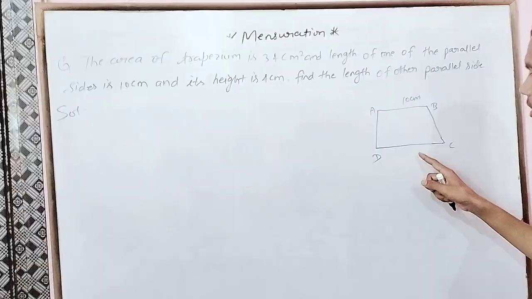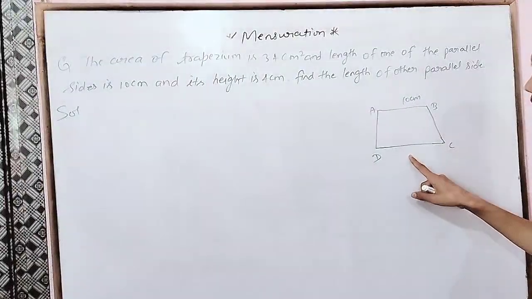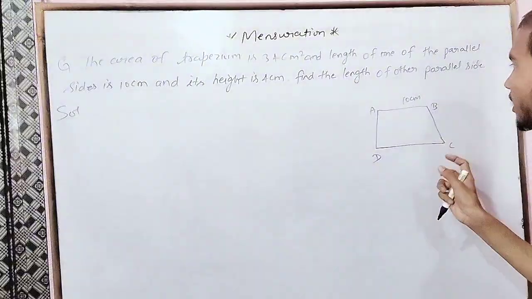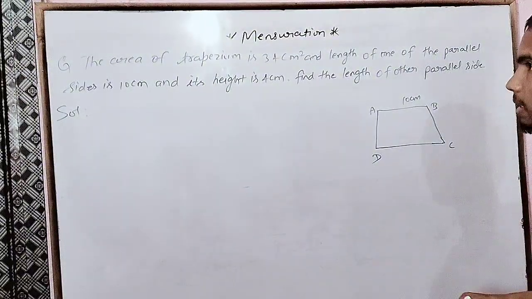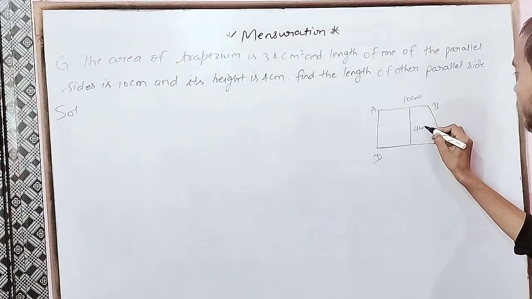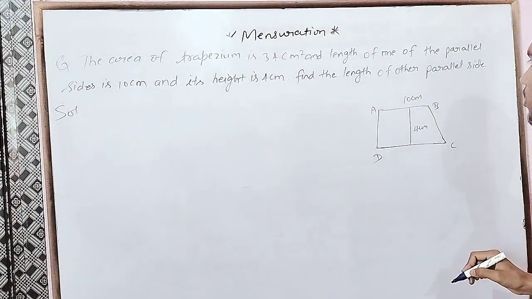We don't know whether the length of this would be 10 centimeters or the length of this would be 10 centimeters. After finding the answer, then we will have clarity. Okay. Height is how much? From here to here is 4 centimeters. What else? Nothing.